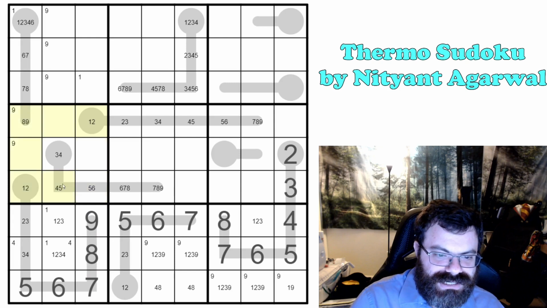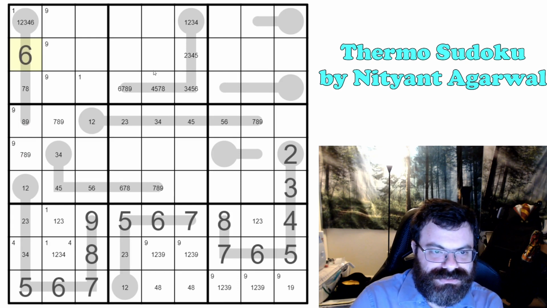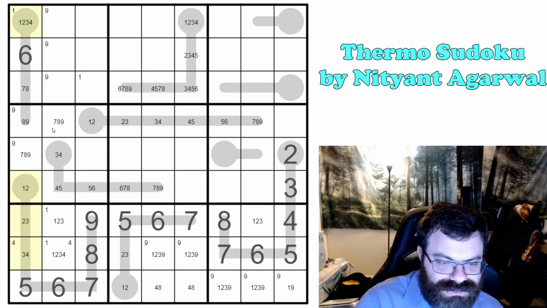Okay, so where do 7, 8, 9 go in this box? They can't go in this cell because of the 7, 8, 9 here. There's only 3 cells left for it. So that's actually huge. This is 7, 8, 9 like this, which makes a 7, 8, 9 triple. So this is the 6, and this is the one that's missing from here. So this makes a 1, 2, 3, 4 quadruple.